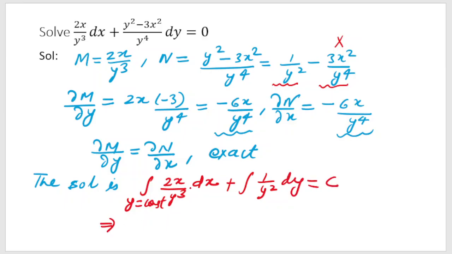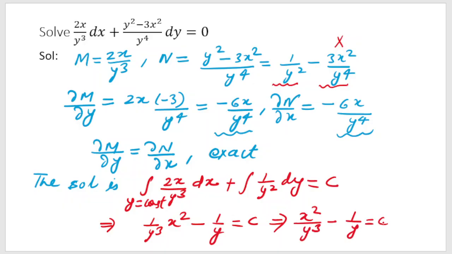So if I integrate, what will I get? 1 by y cube is a constant, and integration of 2x will give me x square, and integration of 1 by y square will give me minus 1 by y. So that is equal to c. So the correct answer here is x square by y cube minus 1 by y is equal to c, and this is your answer. If you want to write it further, you can simplify, take the LCM and so on, but I think it is good enough.